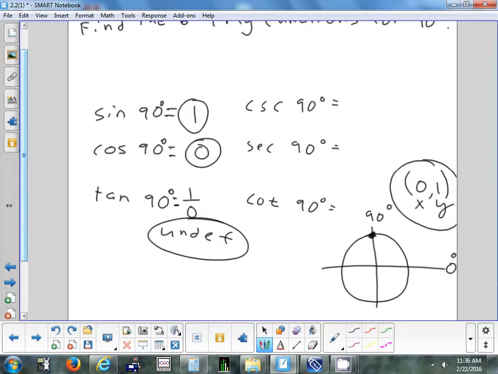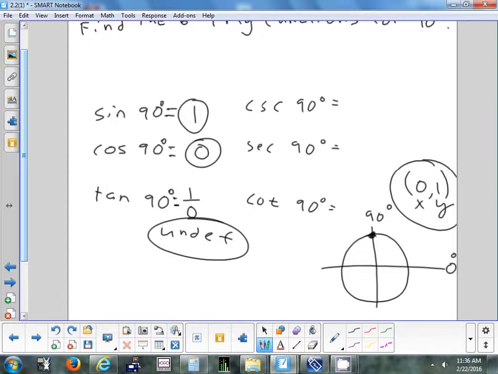Okay, and that means all kinds of things, like if we were to try to draw a picture of tangent, something very funny would happen at 90. The graph wouldn't be there. Okay, we're not going to look at the graph today, but later on we will. Okay, Wesley, how about my cosecant?